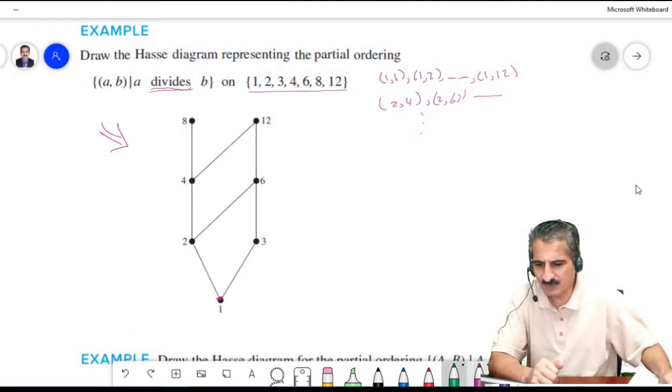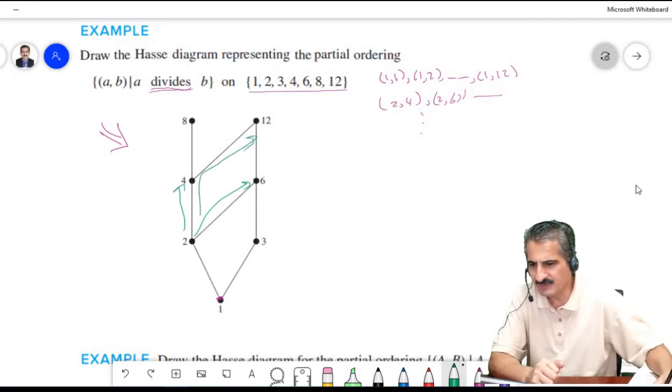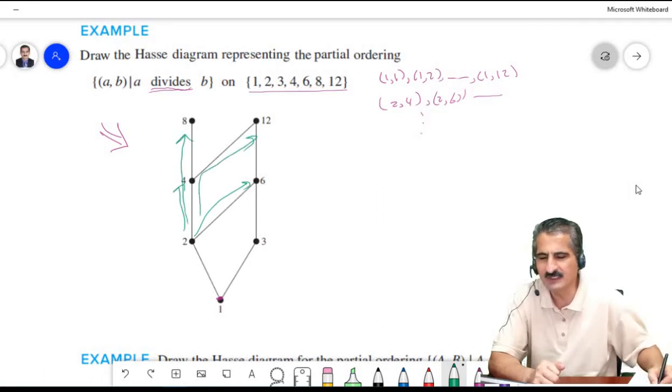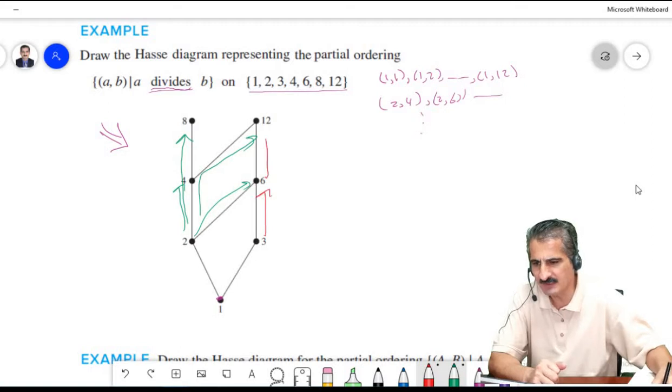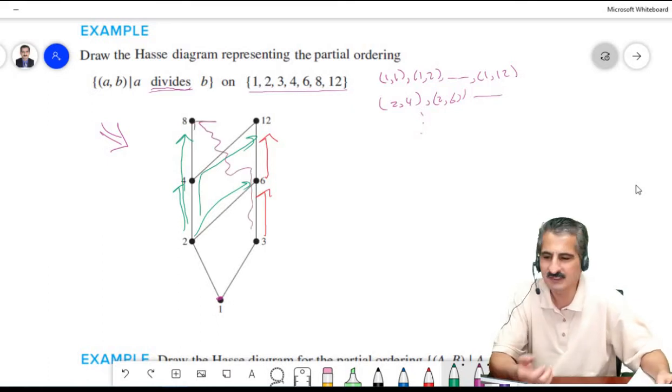What about 2? 2 is related to 6 and is related to 4, and it is related to 12 this way, and it is related to 8 that way. What about 3? 3 is related to 6 and it is related to 12, but it is not related to 8. I cannot find a path that takes me from 3 to 8. I cannot find the path.